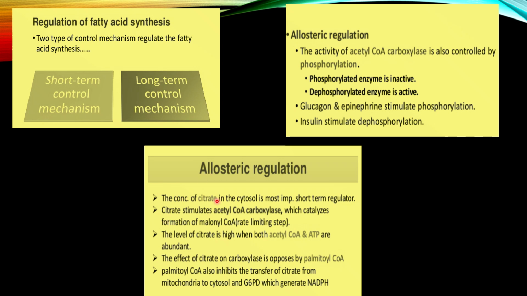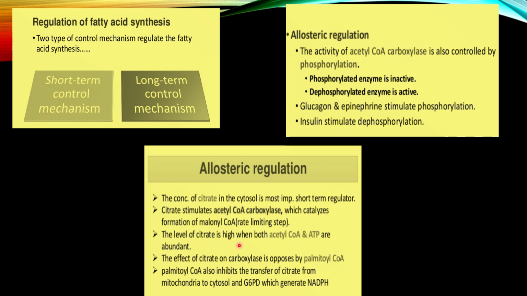The concentration of citrate in the cytosol is the most important short-term, immediate regulator, because citrate stimulates the acetyl coenzyme A carboxylase, which is the enzyme meant to convert the acetyl coenzyme A to malonyl coenzyme A. So, which catalyzes the formation of malonyl coenzyme A, that is the rate limiting step. So, direct impact of citrate onto the acetyl coenzyme A carboxylase, right?